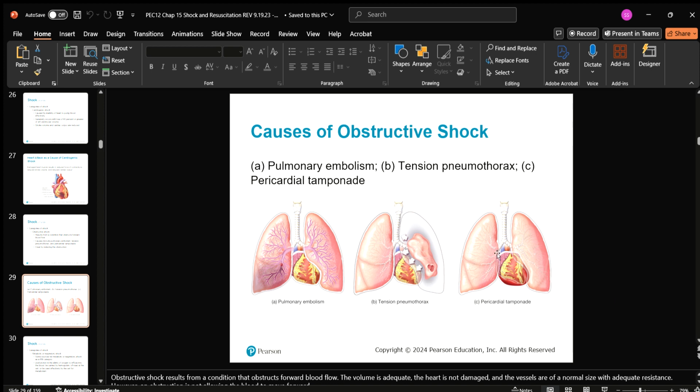And then lastly, a pericardial tamponade. What's going on with this? Yep, fluid in the heart sac. We call that heart sac the pericardial sac. All right, so this is obstructive shock.